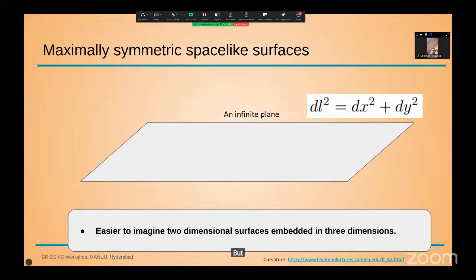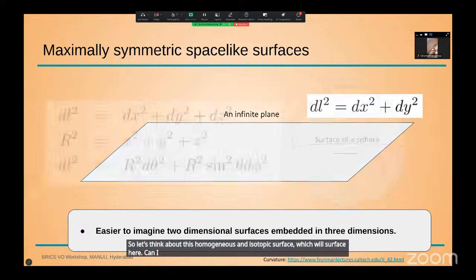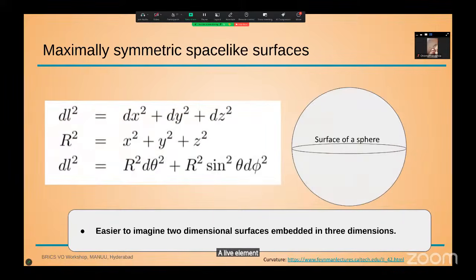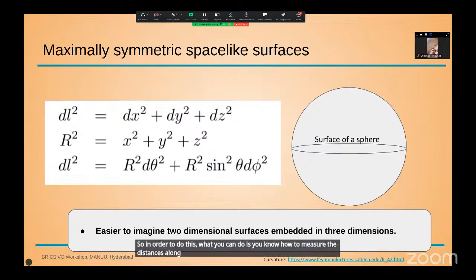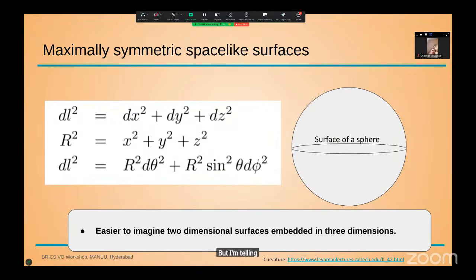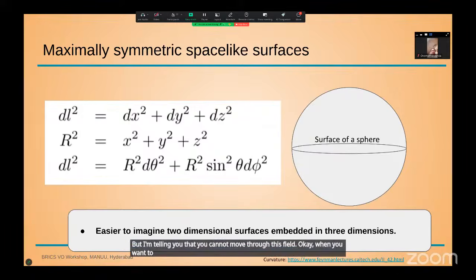But then you also told me that the surface of a sphere is also homogeneous and isotropic. So let's think about this homogeneous and isotropic surface, which is the surface of a sphere. Can I define a line element on the surface of a sphere? In order to do this, you know how to measure distances in three dimensions, that is just dx squared plus dy squared plus dz squared. But I am telling you that you cannot move through the sphere. When you want to measure distances on a sphere, you have to move along the surface.